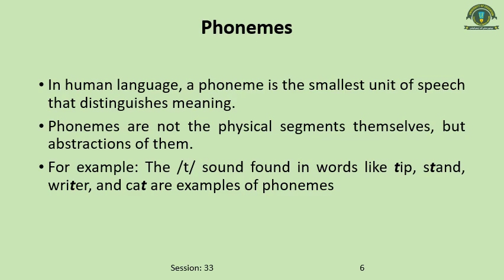This is the elaboration of statement number 2, which says that phonemes are not the physical segments themselves, but abstractions of them. Now there is one phoneme that is t. So we have 4 words in which this phoneme has been used. The first word is trip, then stand, then writer, then cat.